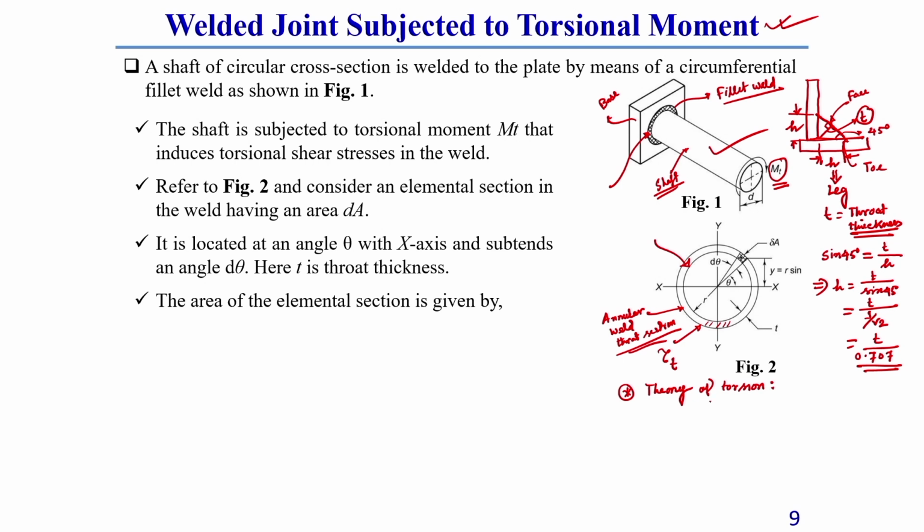So, according to the theory of torsion, we know the maximum shear stress tau t divided by r is equal to T by J. J is the polar moment of inertia, and T is the torque, also written as Mt. Here we consider the moment due to torsion is equal to G theta by L.